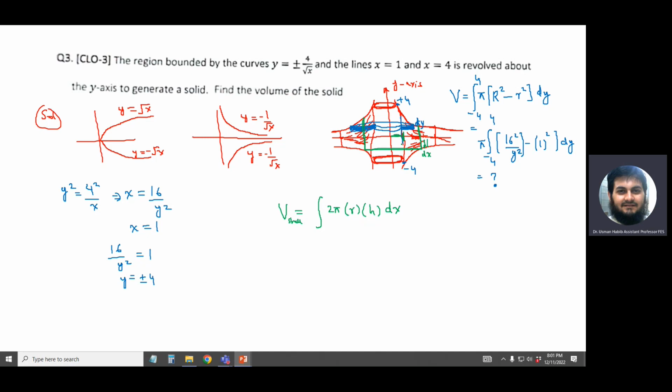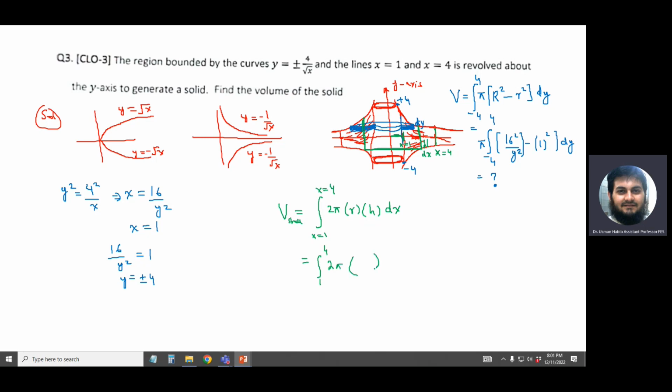So we are starting from x equals 1, and we are going up to this point where x equals 4. This is where the solid exists. This is where we have to put all of our cylinders, all of our shells. So we are going to go from x equals 1 to x equals 4. Okay, simple. So 1 to 4, 2 pi.